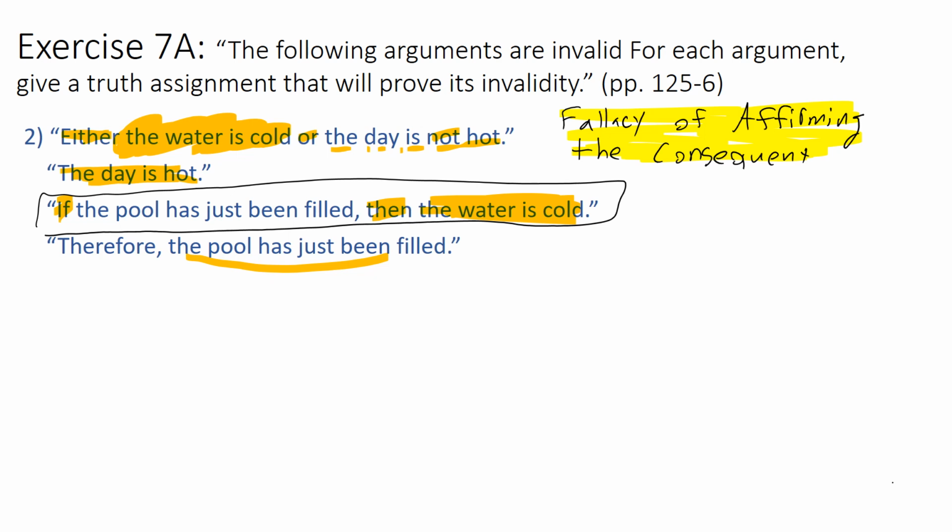So we'll first write this in symbolic notation. We have, let's see, C or not H. That's our first premise. Our second premise would be just H. The day is hot. Third, we have a conditional. Let's say if P, then C. And then we're concluding that P is the case. But this is an invalid argument.